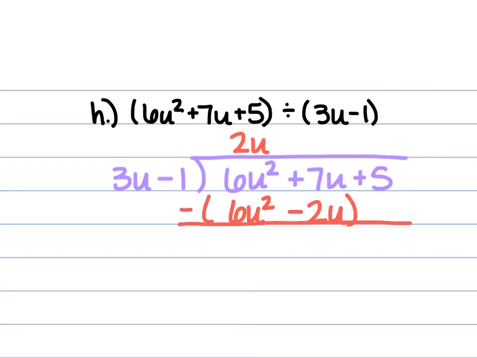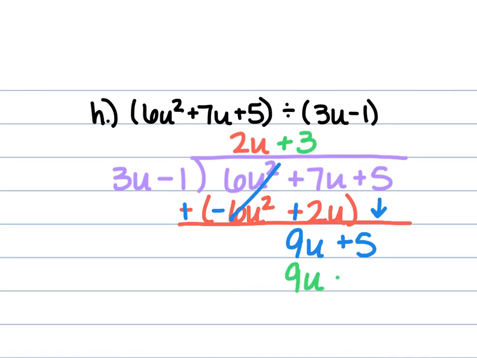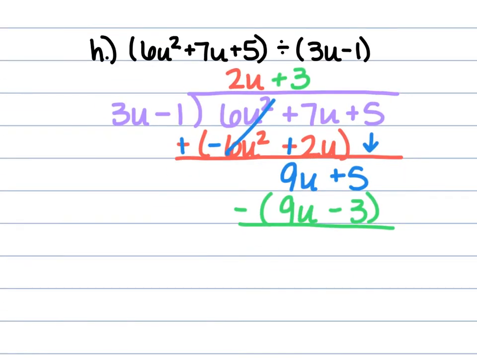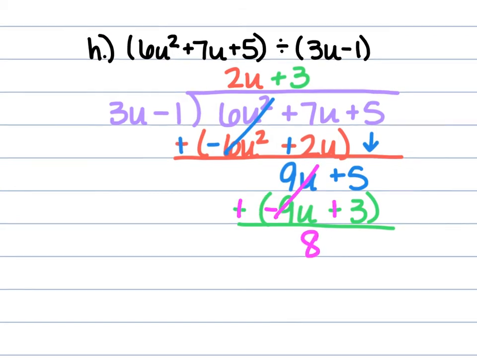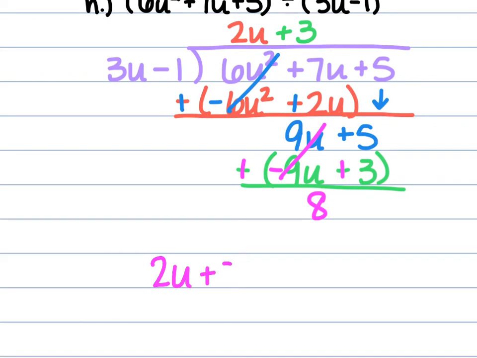Subtract these two or add the opposites. The 6u squares cancel out. 7u plus 2u gives us 9u. Drop down that 5. 3u times what is 9u? It's a positive 3. 3 times 3u is 9u. 3 times negative 1 is a negative 3. So subtract these two. Those 9u's are going to cancel out. And the 5 plus the 3 gives us 8. So our answer is 2u plus 3 plus 8 over 3u minus 1.